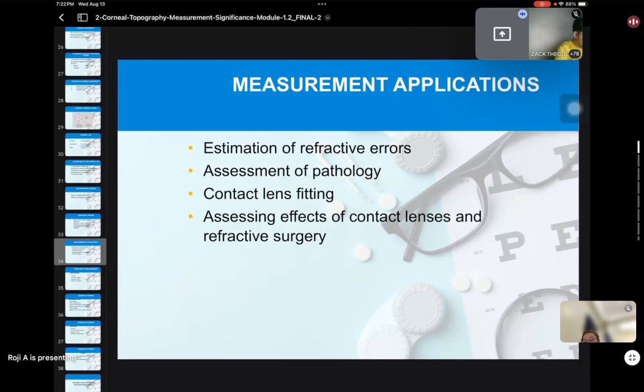So another thing here is assessment of pathology. Of course, when you see any pathology, any abnormality, any deviation from the norm, we can simply say, I know that there's an ectasia. Why? Because I measured. How would you know that there's ectasia if you didn't measure, right?